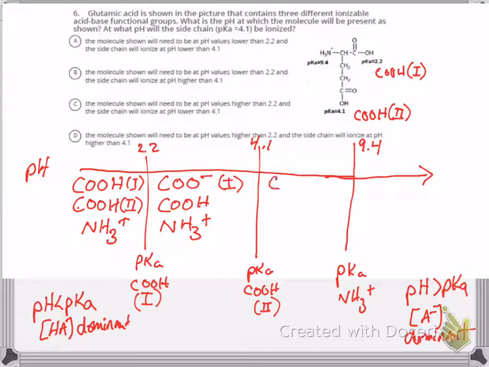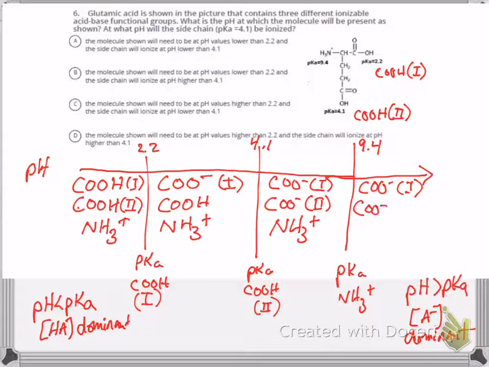Then we go to a pH greater than 4.1. Of course, Roman numeral 1 is still in its basic form. Now we have the basic form of Roman numeral 2 at pH greater than 4.1. Since the pH is still lower than 9.4 in this region, the NH3 plus is still protonated. As we go to a pH greater than 9.4, both carboxylic acid conjugate bases are still present, and now we have the basic form of the amine, NH2.